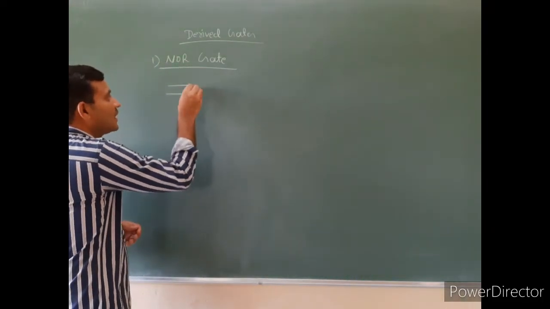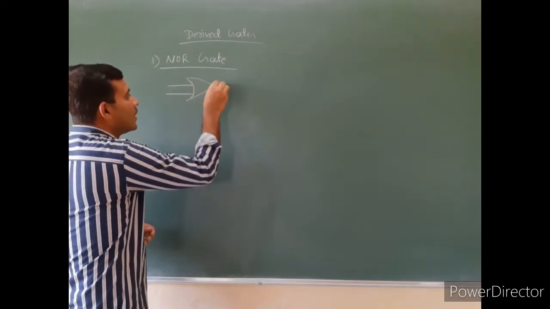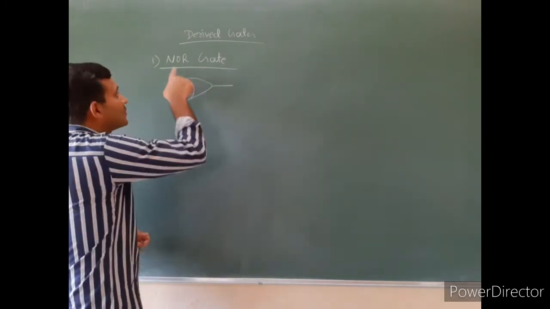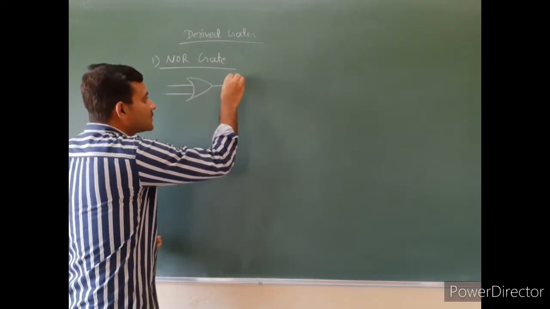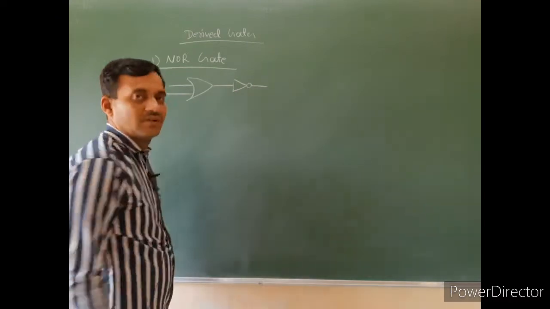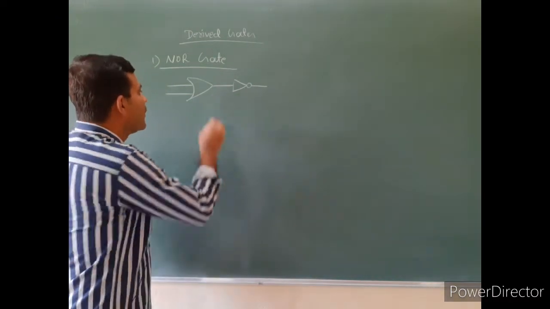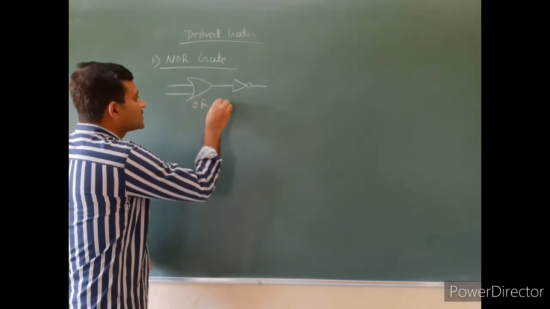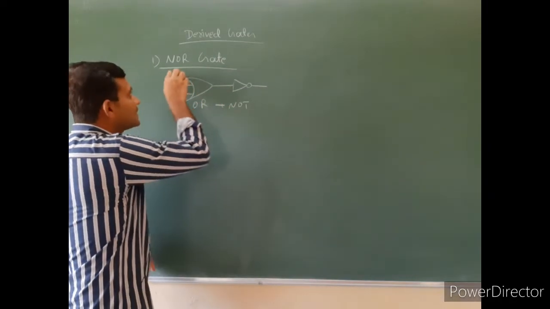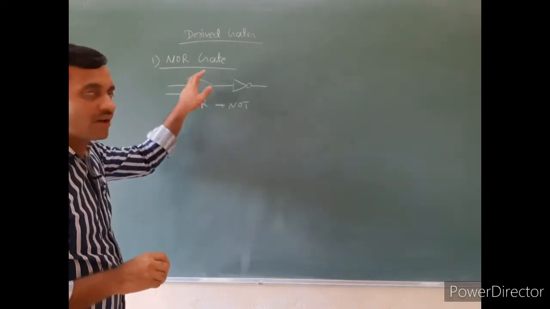How to write the OR gate? It accepts 2 input signals and produces only one output signal. Then how to write the NOT gate? NOT gate accepts only one input signal and produces only one output. Only one input and only one output. So it is a combination of OR gate plus NOT gate. Hence we call it a NOR gate. Let us see the working principle of NOR gate.